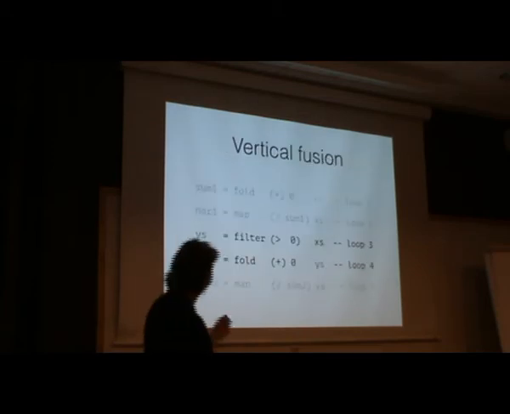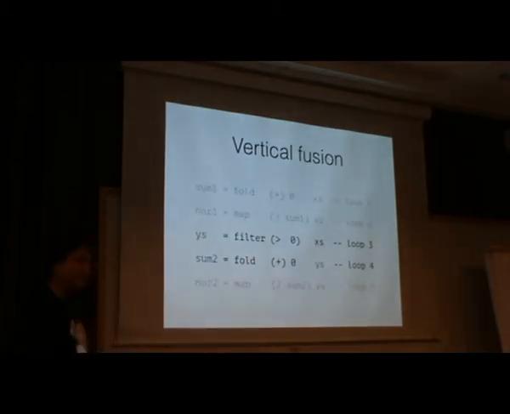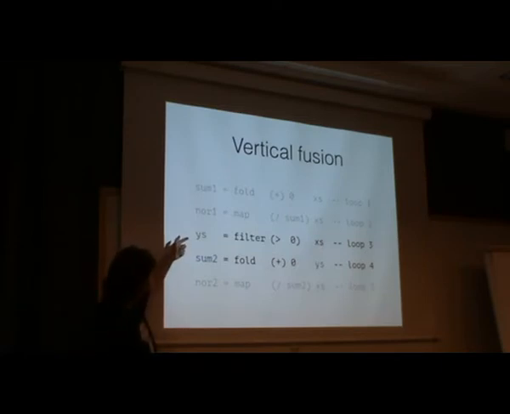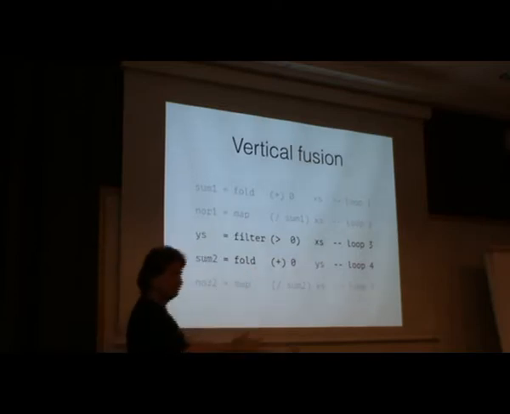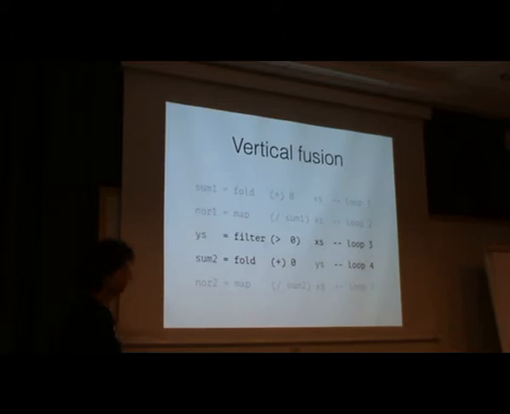So we need fusion. And there are basically two kinds of fusion: vertical fusion and horizontal fusion. Vertical fusion, where we've got a producer and some consumer. So we fuse the producer into the consumer. Here, we've got y is the output of a filter, and then we're summing over this filtered output.